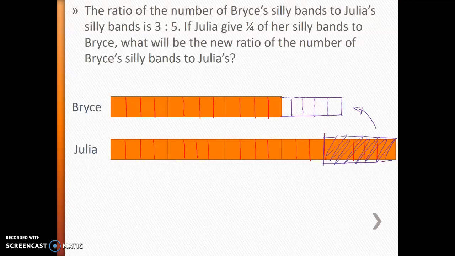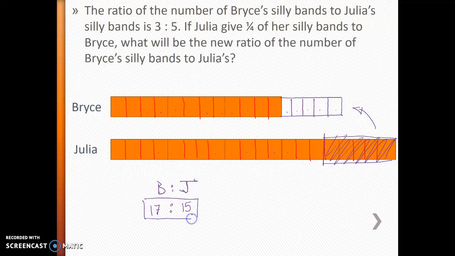And the question is, what will be the new ratio of the number of Bryce's silly bands to Julia's? Well, how many does Bryce have now? Let's count them. He's got 1, 2, 3, 4, 5, 6, 7, 8, 9, 10, 11, 12, 13, 14, 15, 16, 17, which we also could have done in our head because we know that he started with 12 and we gave him 5, but that's okay. Julia started with 20, we took away 5, so she should have 15. 1, 2, 3, 4, 5, 6, 7, 8, 9, 10, 11, 12, 13, 14, 15. So she has 15. The new ratio of Bryce to Julia's silly bands is 17 to 15.